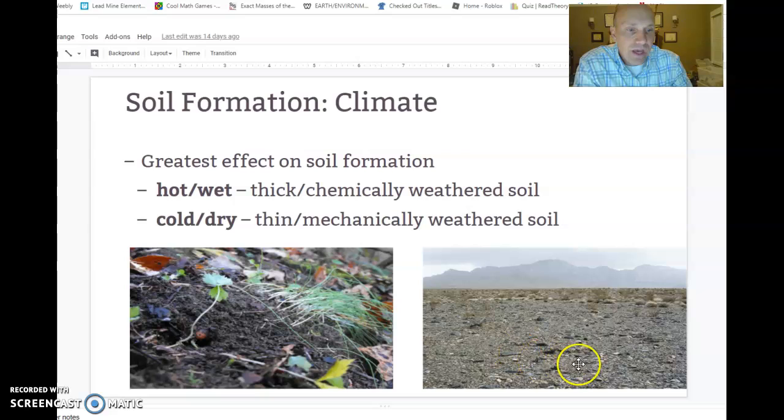Whenever you have a colder climate, these tend to be very thin and mechanically weathered. What that means is that the only thing that really can break up these rocks is physical forces: water banging these rocks against each other, the wind blowing, perhaps blowing some sand across the rocks. But since it's cold, you don't have the same ability to have chemical processes causing these rocks to break down. And so they tend to be not very thick and not very good for supporting plant life.